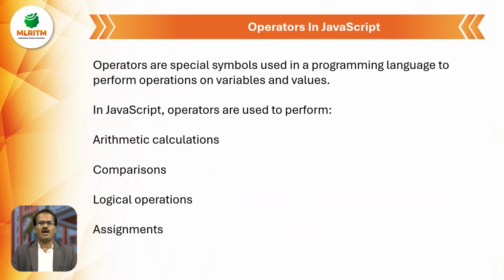Next, coming to the point of operators in JavaScript. We know what is meant by an operator. An operator is a symbol that performs a particular operation on operands, which are the variables. Operators are special symbols in programming languages to perform operations on variables and values. In JavaScript, operators can be used to perform arithmetic calculations, comparisons, logical operations, and assignments.